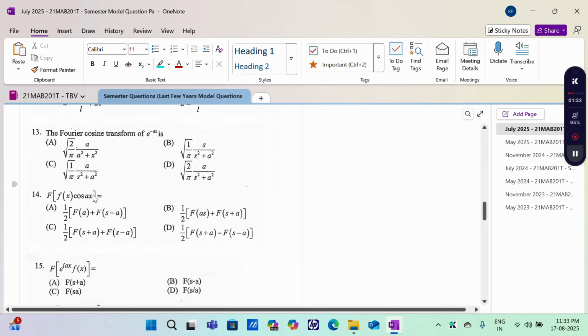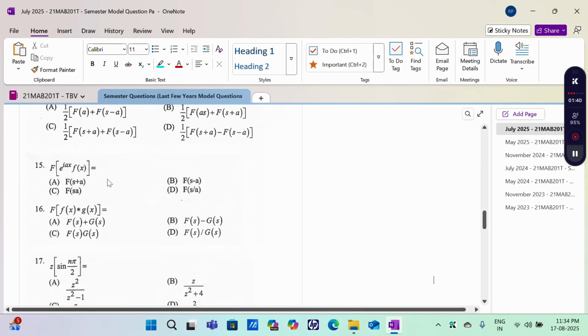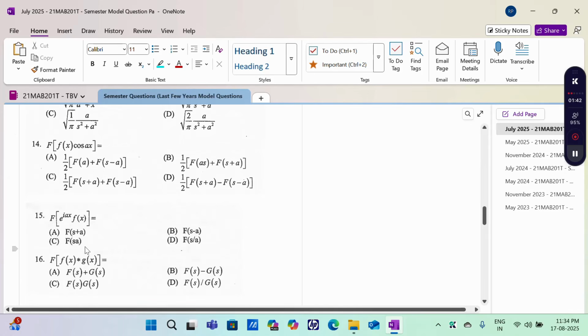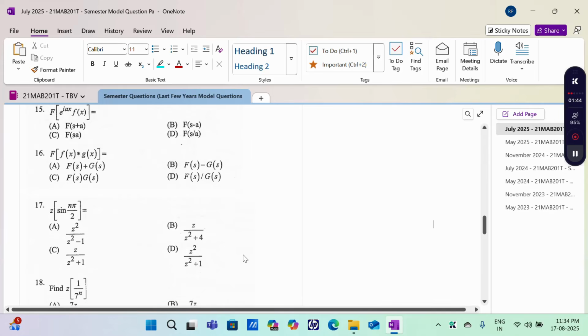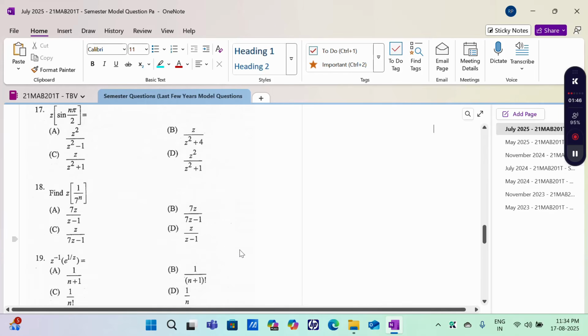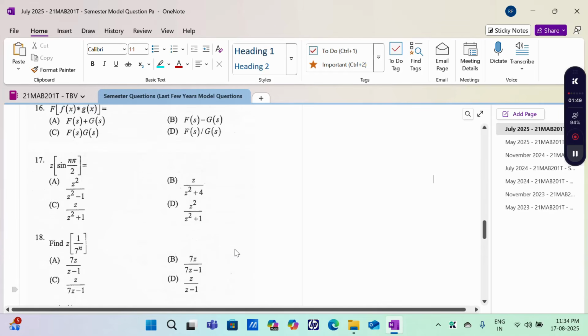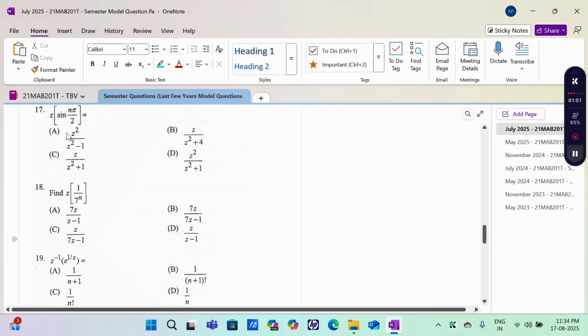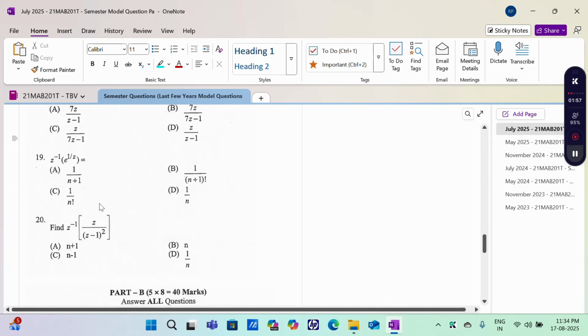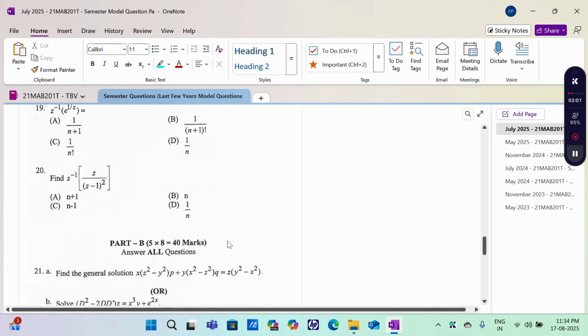Then the 13th to 16th questions are Fourier transform, unit 4. The first one is calculating the Fourier cosine transform, and then these are the properties. The 14th, 15th, and 16th are property related problems, and the 17th to 20th are unit 5, the Z transform. This is the Z transform of some f of n values or calculation, and the 19th to 20th are nothing but calculating the Z inverse.